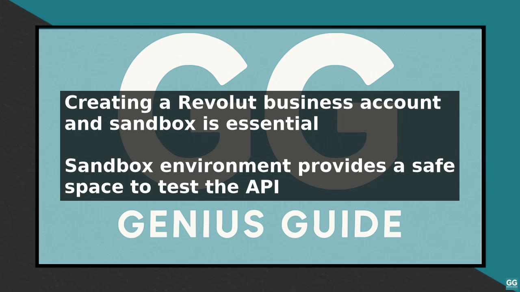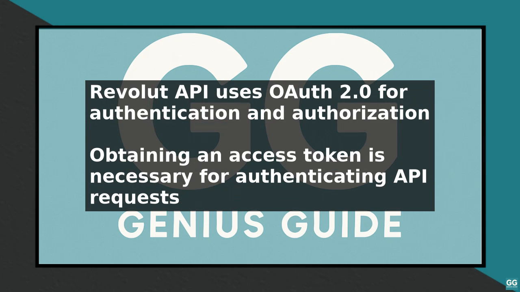One of the key concepts to understand is authentication. The Revolut API uses OAuth 2.0 for authentication, which involves obtaining an access token and using it to authenticate API requests. You can obtain an access token by sending a request to the token endpoint with your client credentials.